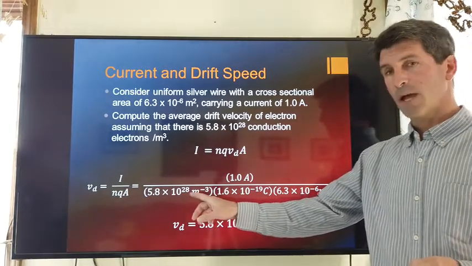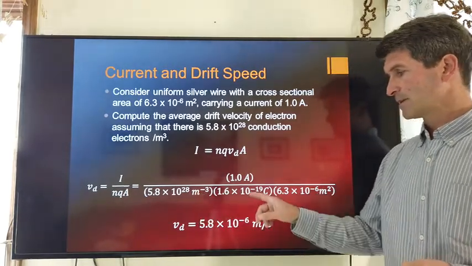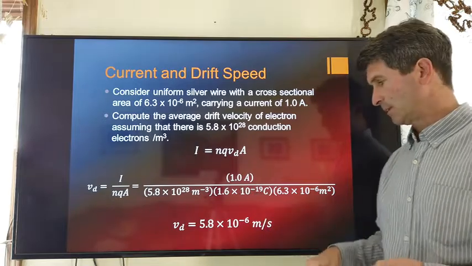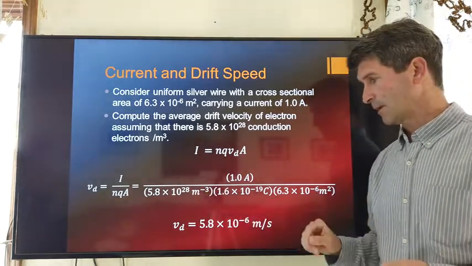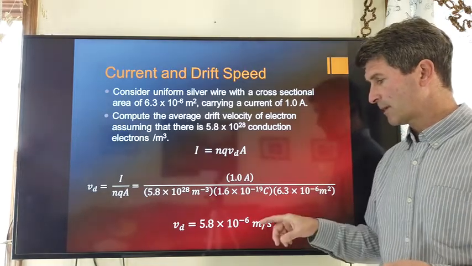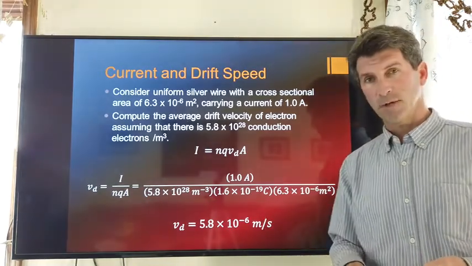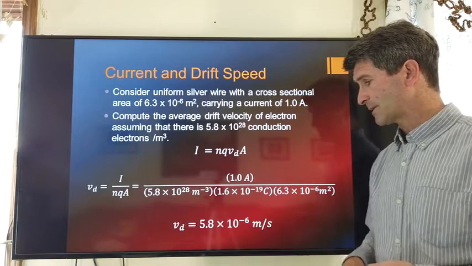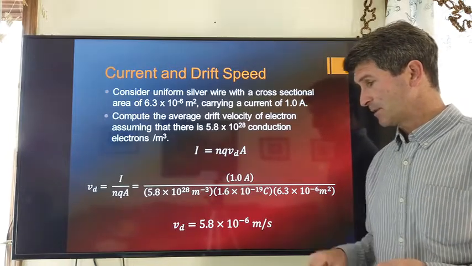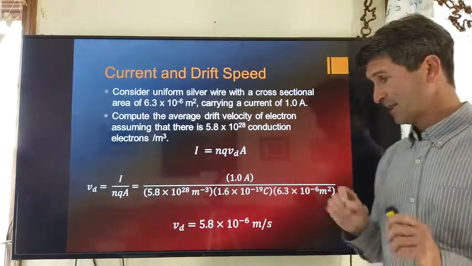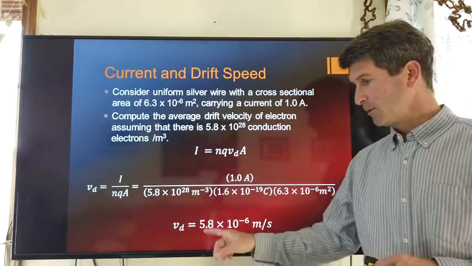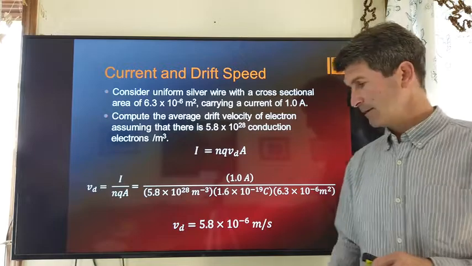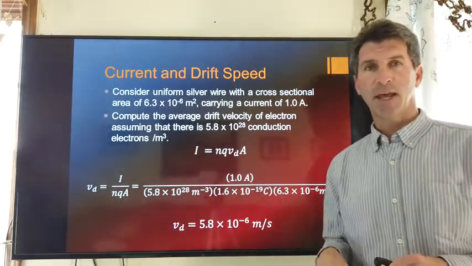So in the denominator, we have a very large number times a relatively small number times another small number. This is still an overwhelming number right here. And when we put everything together, we get an incredibly small drift velocity of 5.8 times 10 to the minus 6 meters per second. Let's put this in perspective. This means that it's moving at 5.8 microns per second.